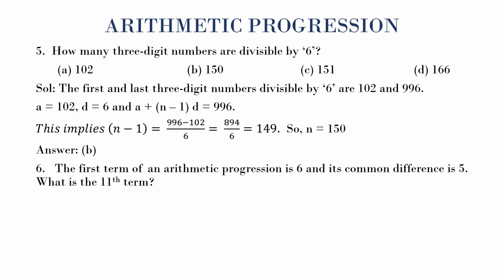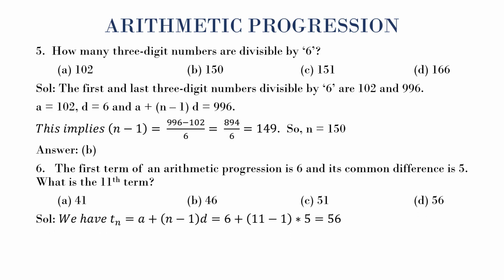The first term of an arithmetic progression is 6 and its common difference is 5. Then what is the 11th term? So first term a equal to 6 and d equal to 5. So 11th term will be a plus 10d. So a is 6 plus 10 into 5, 50, 56. So the answer is D.